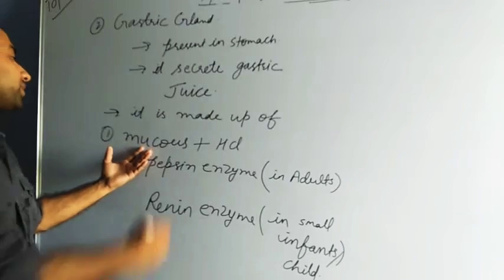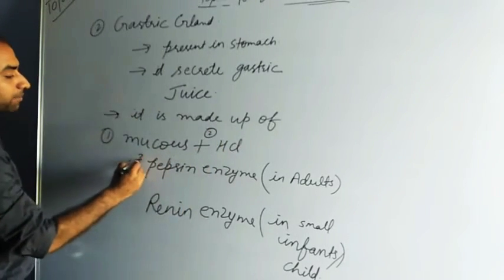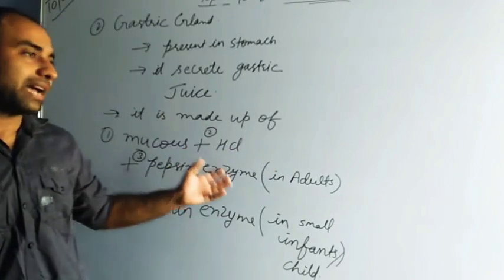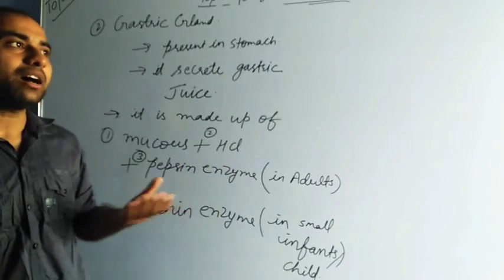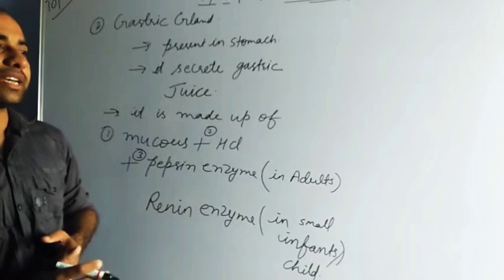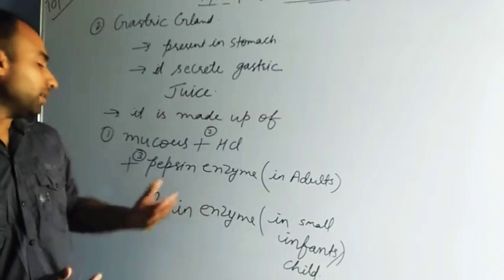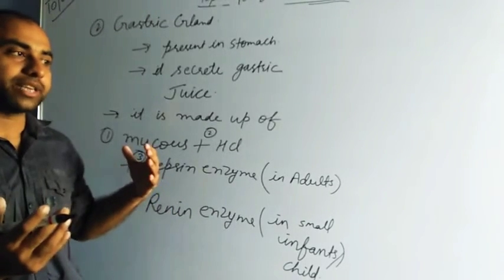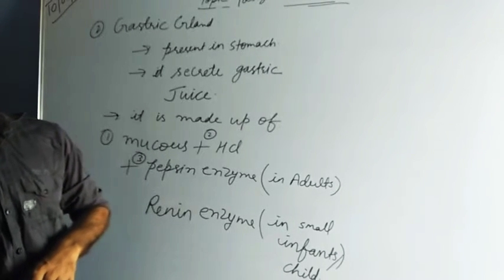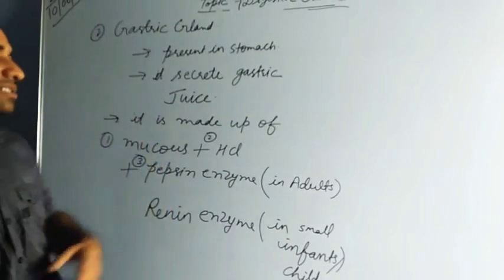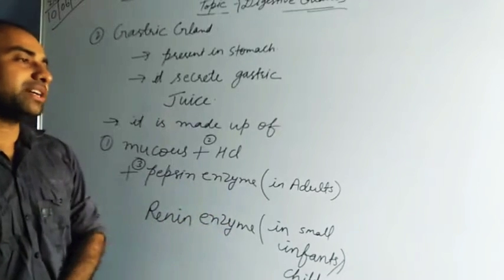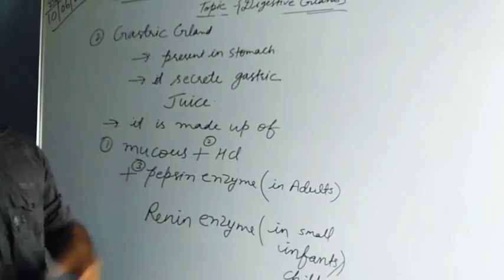The gastric juice is made up of three things. Number one, mucus. Number two, HCl. Number three, pepsin. Pepsin enzyme is found in adults only. This will be told later, but I will tell you this part, that pepsin enzyme digests the protein from the various foods which we are eating. Adults get protein from their food. But infants are just taking mother's milk only, and they are not eating any solid food. For digesting the protein of the milk, renin enzyme is required. So in small infants, in place of pepsin enzyme, renin enzyme is released.